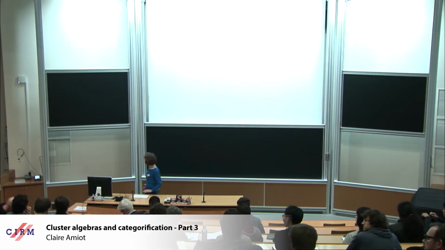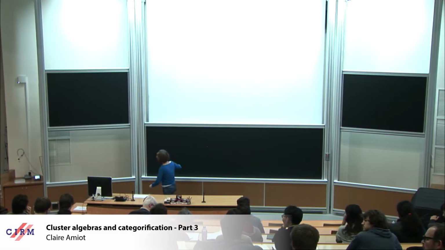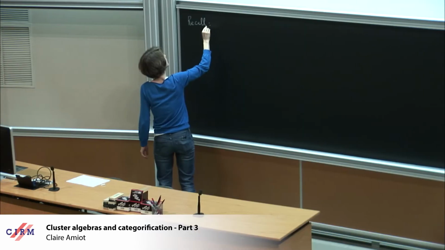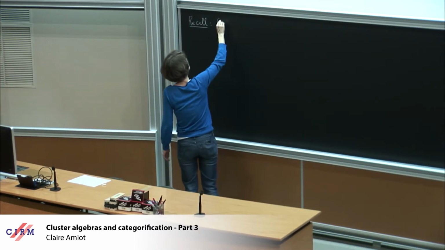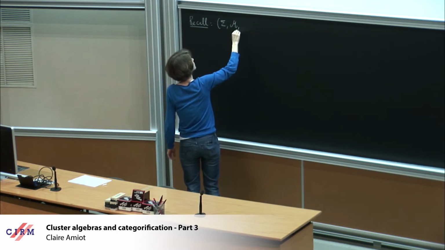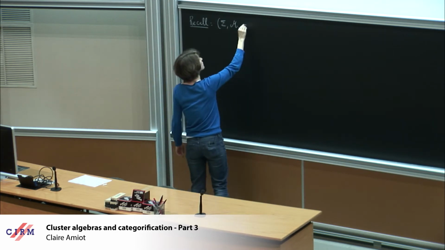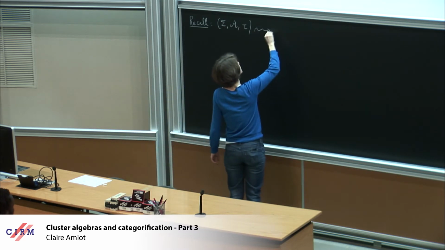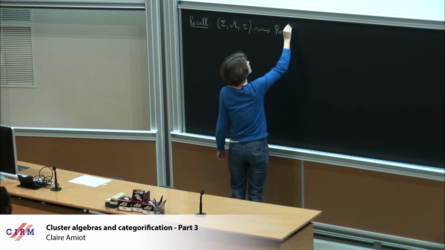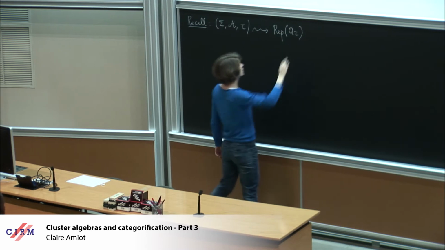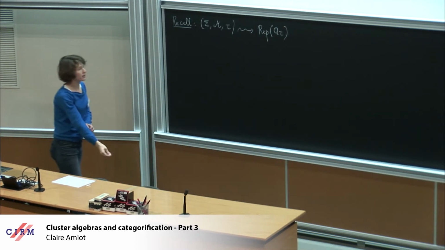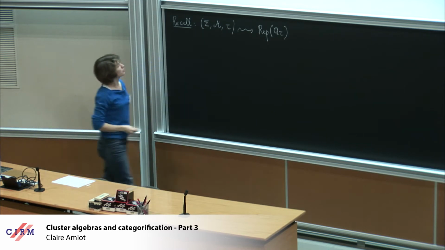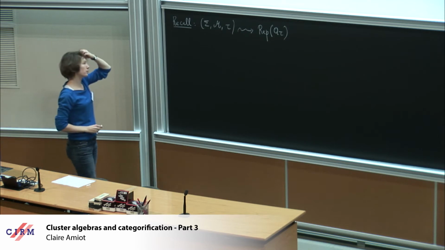Thank you. So, recall from yesterday that given a surface with marked points and a triangulation on it, we can associate some category, which is an abelian category, a module category. And so this was the first part of my last lecture.